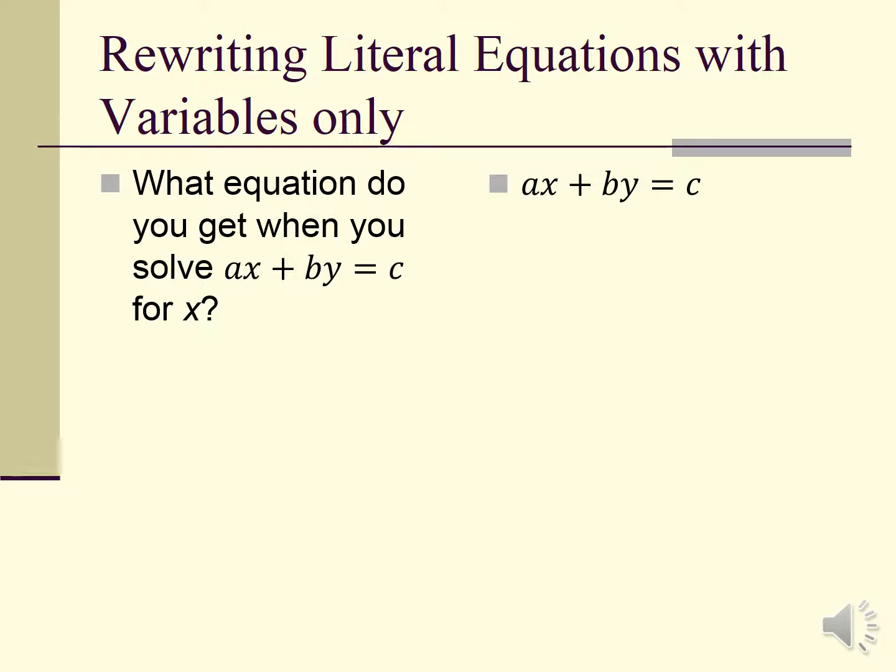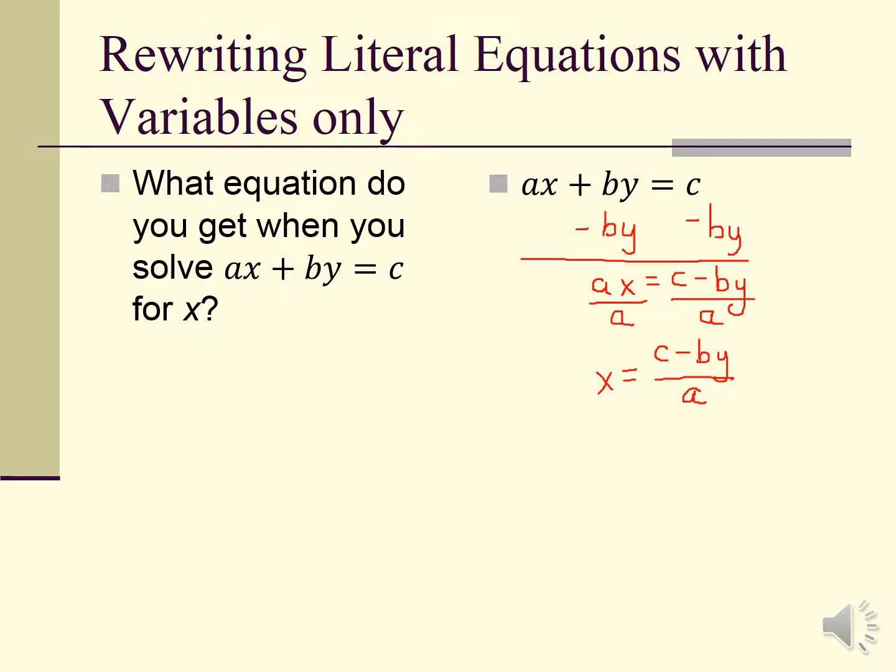So let's solve for x here. The first thing I want to do is subtract by from both sides. I now have ax equal to c minus by. To get x by itself, I now need to divide by a. I end up with x equals c minus by all over a. There is no further simplification I can do than that because there are no like terms to combine.